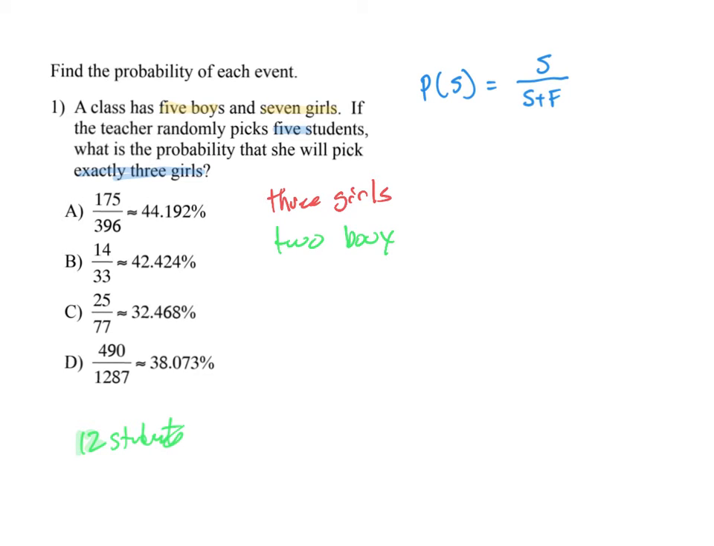I spelled boys wrong. Whoa, way wrong. It's been a long day, apparently. How many ways can we get 2 boys? And then what are our total possible outcomes?